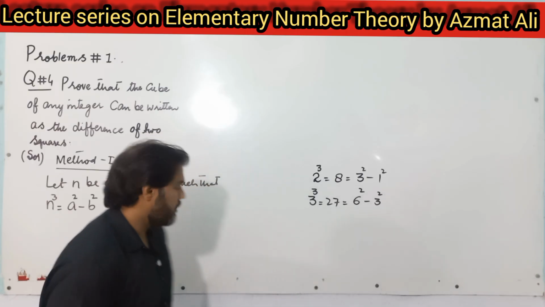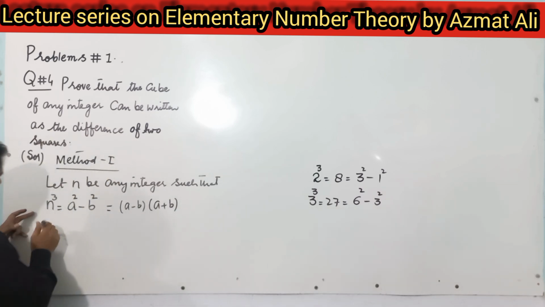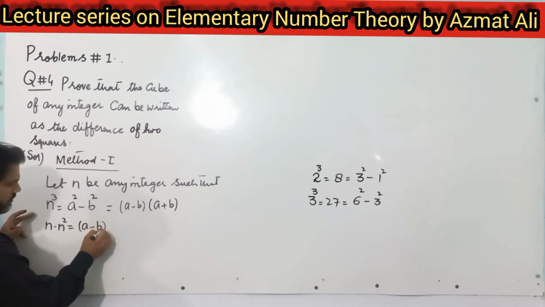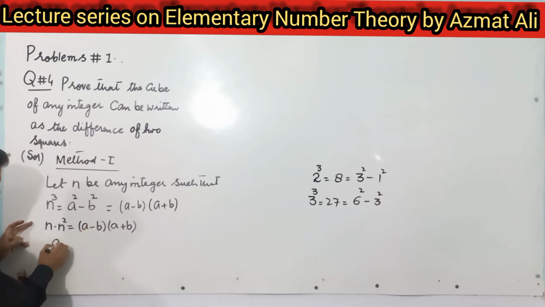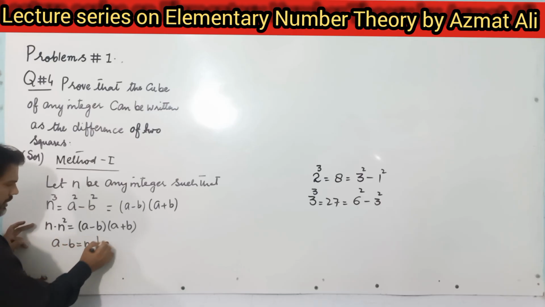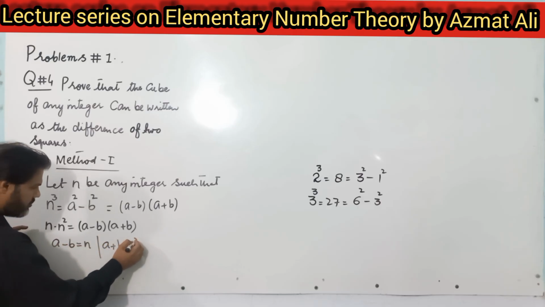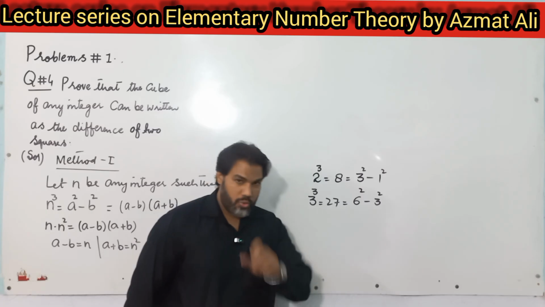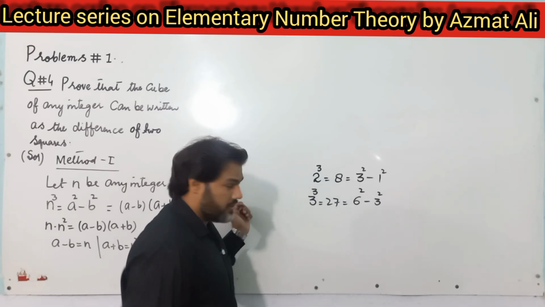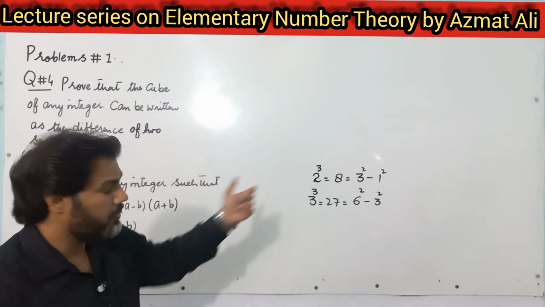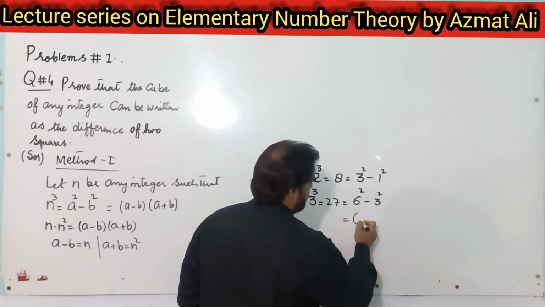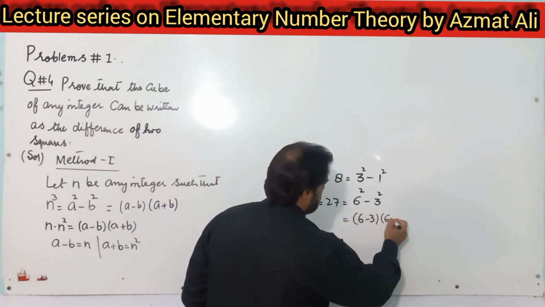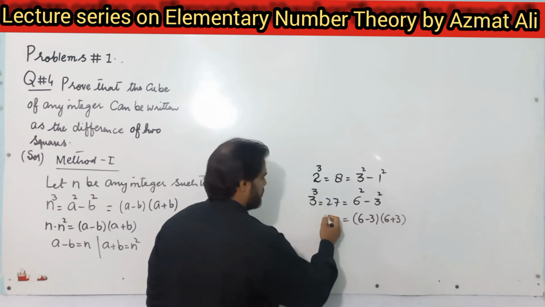On the left side, we write it n into n square is equal to (a minus b) into (a plus b). From here, I set a minus b is equal to n and a plus b is equal to n square. You can observe this setting by a particular example. From this, you can write it as (6 minus 3) into (6 plus 3), and this is 3 raised to power 3.